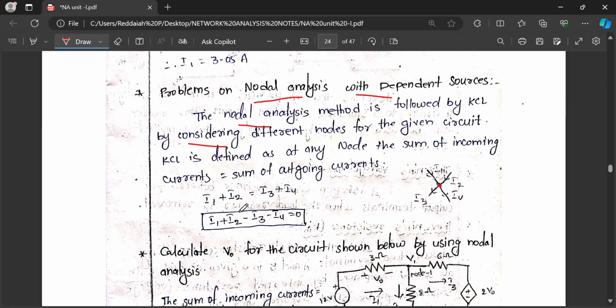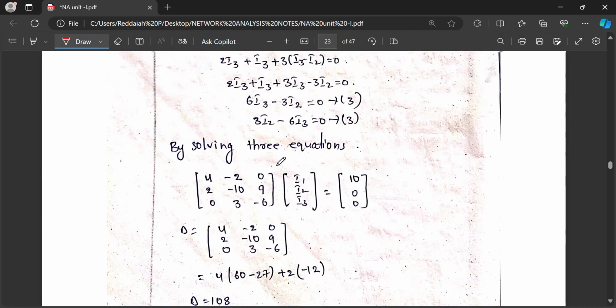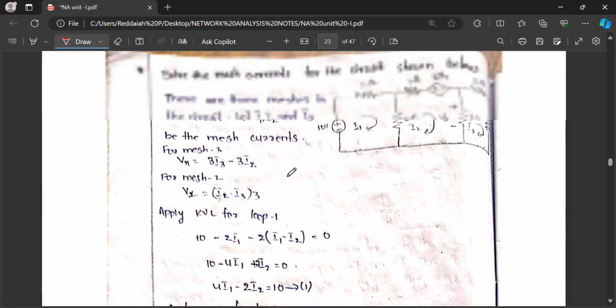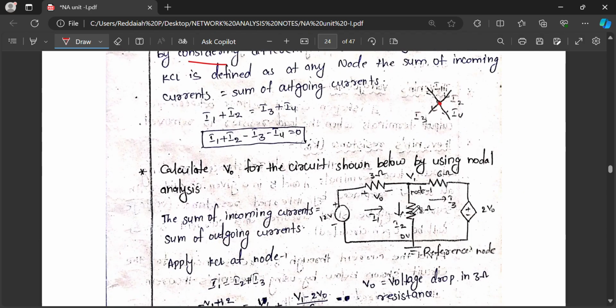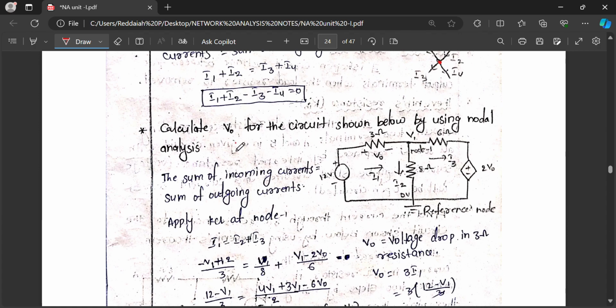Node or junction, both are the same. The nodal analysis method is followed by KCL, whereas in mesh analysis we apply KVL, for example KVL for loop 2 or mesh 2.